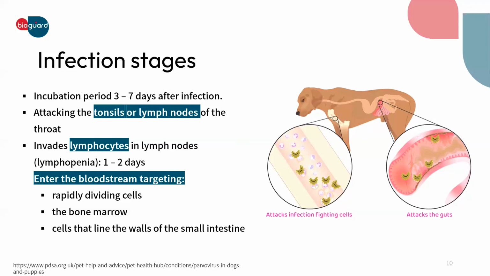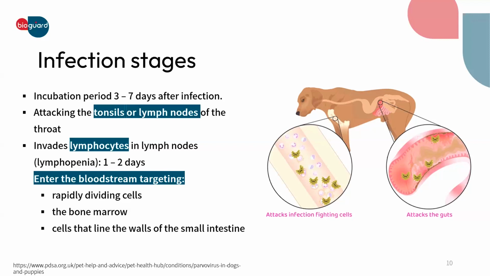So that's why it first attacks the tonsils or the lymph nodes when it enters the body. Then, over time, the virus attacks the tonsil cells or the lymphocytes, which are a kind of white blood cell, and starts replicating in them. These virus copies then circulate throughout the dog's body by the bloodstream.